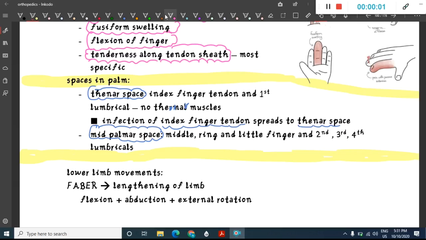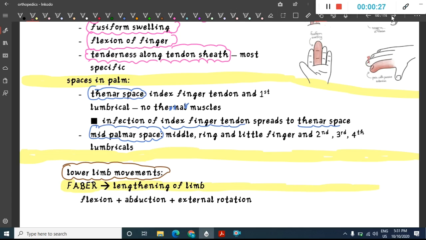Hello friends, now let us learn a few points about some lower limb movements. So what are the lower limb movements seen? First we have FABER. What is this FABER? FABER includes flexion, abduction and external rotation. This flexion, abduction and external rotation leads to lengthening of the limb.